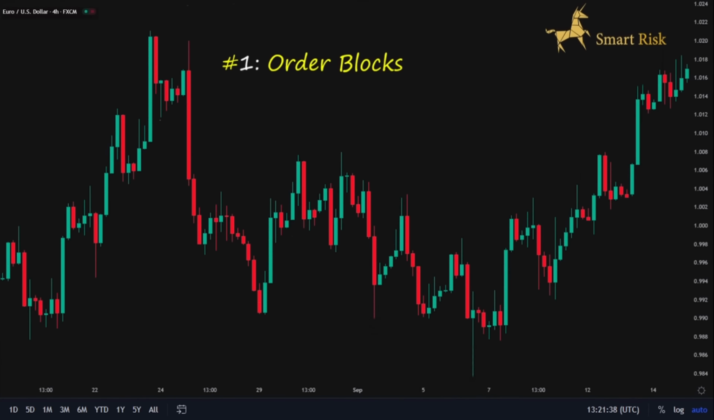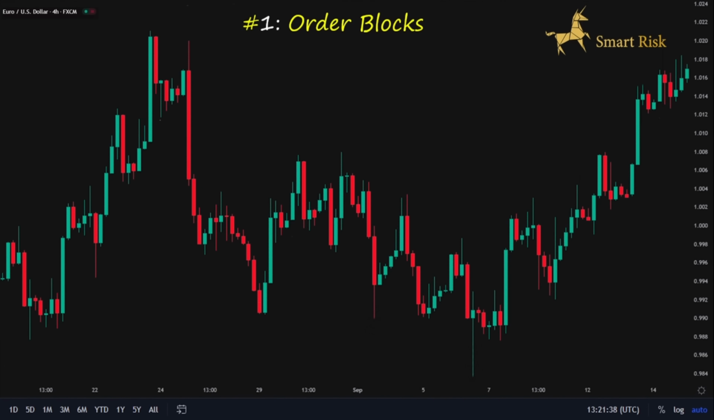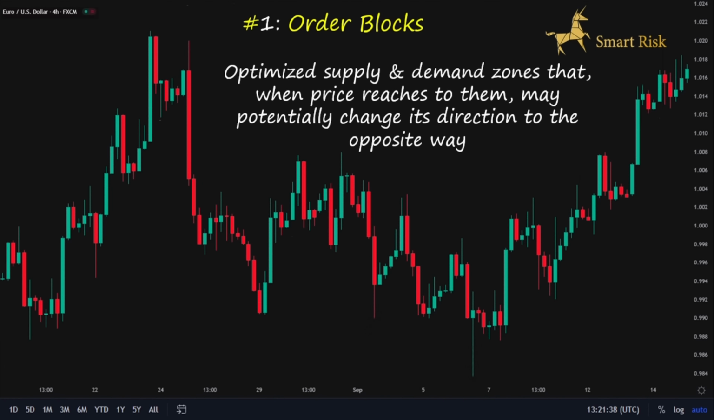So let's start with the order block. As you know guys, order blocks are very important optimized supply and demand zones that, when price reaches them, may potentially change its direction to the opposite way. Order block includes many buy and sell orders. So order block is an inducement level where traders get induced into the market and always place their buy or sell orders in it, to get taken into the market.